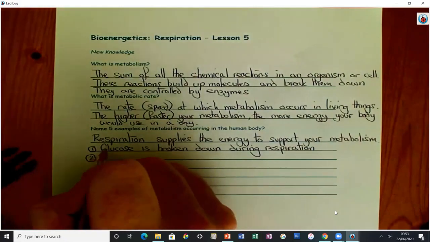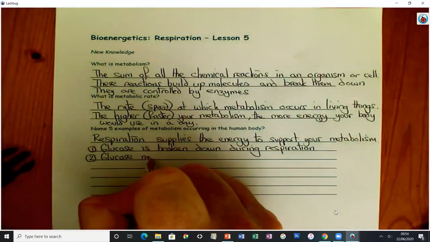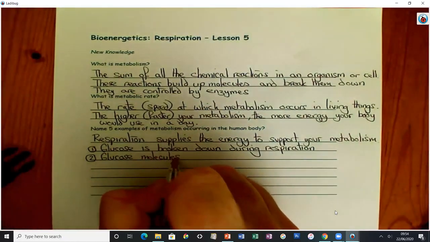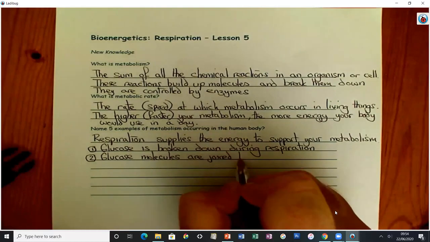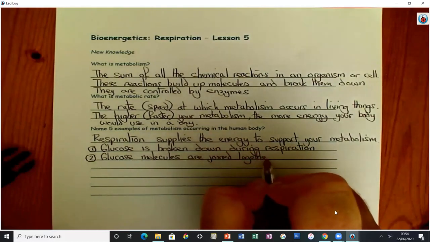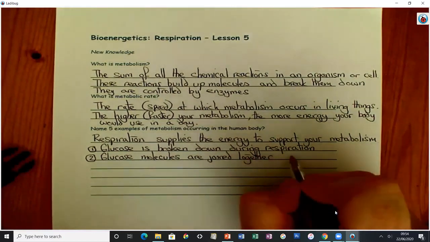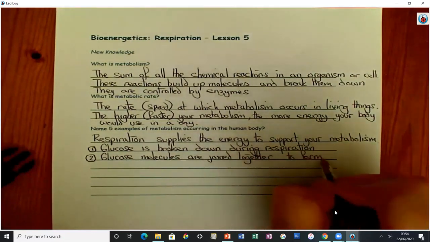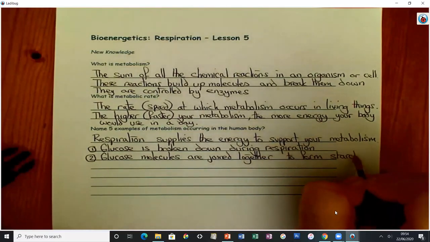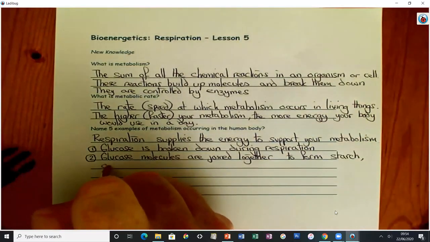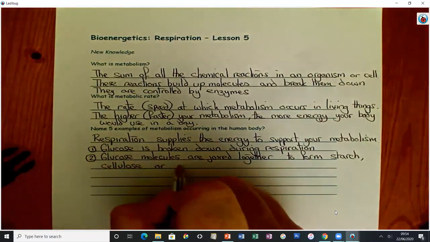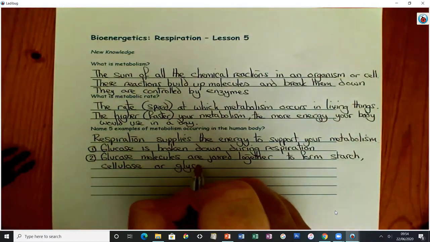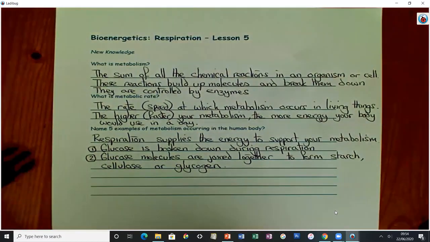Okay, so let's make a note of that. Glucose molecules are joined together, and as I said, that can be to form starch molecules, cellulose, or glycogen. Okay, so that's number 2.